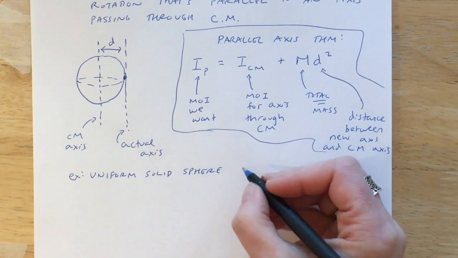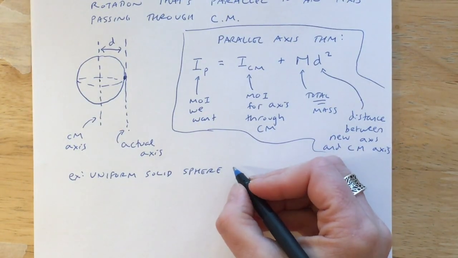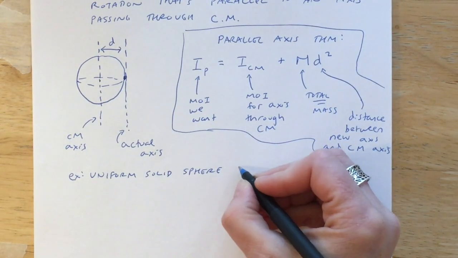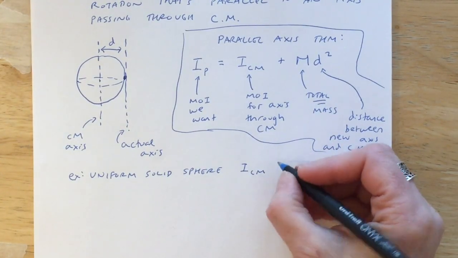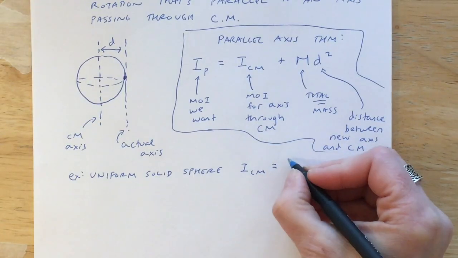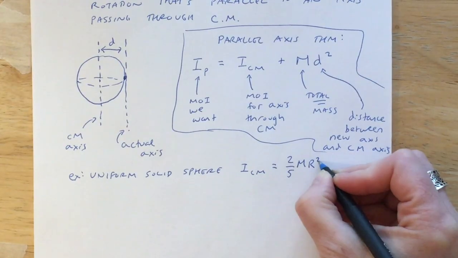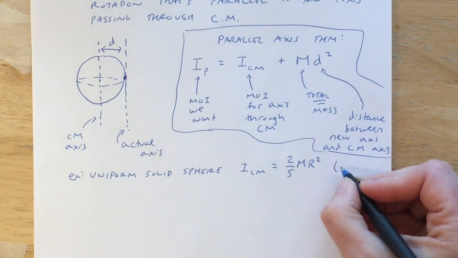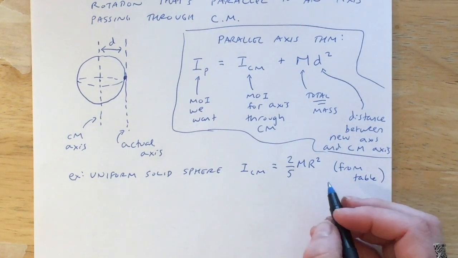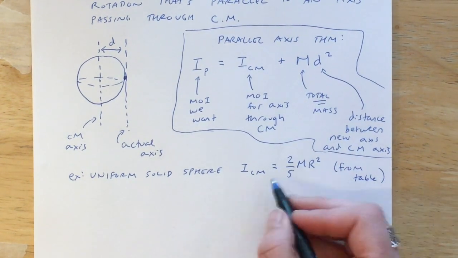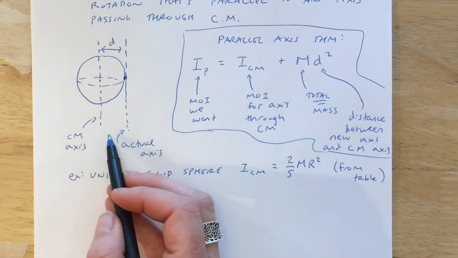Well, we provide you with a table of moment of inertias for common objects, and one of them happens to be a uniform solid sphere. In that case, you can look at this table, and you would know that I center of mass is going to be equal to 2/5 times the mass of the sphere times the radius of the sphere squared. And again, this would come from a table that you're provided with.